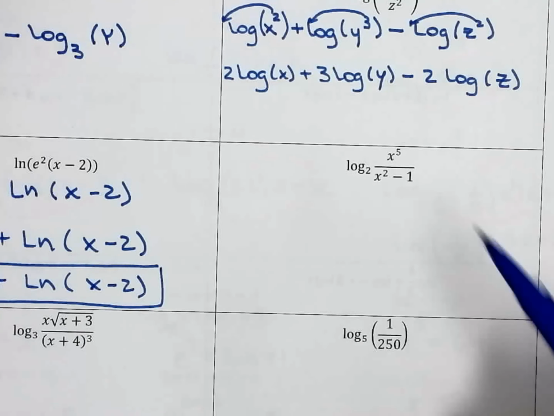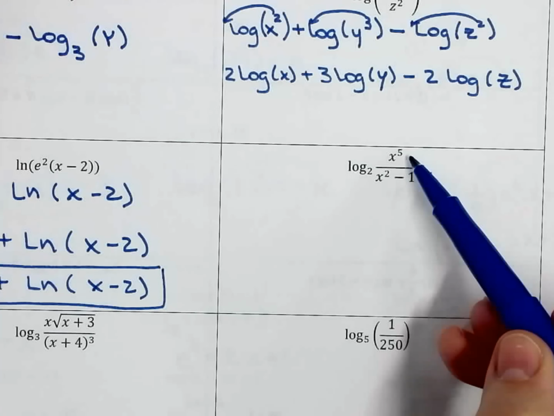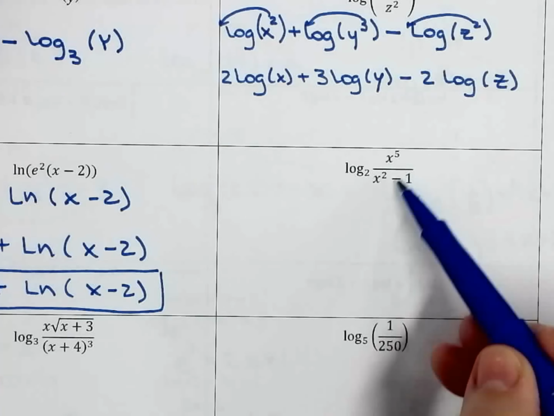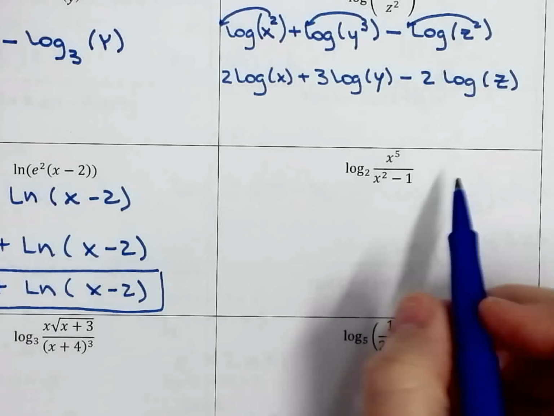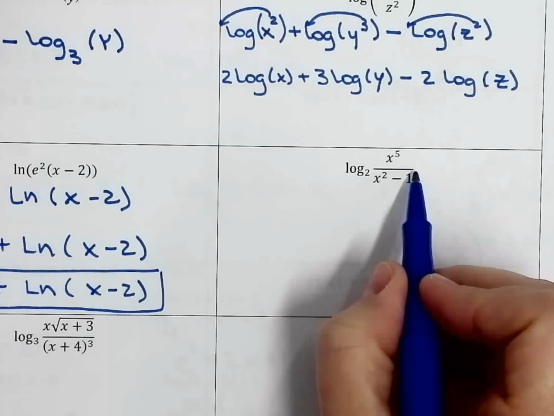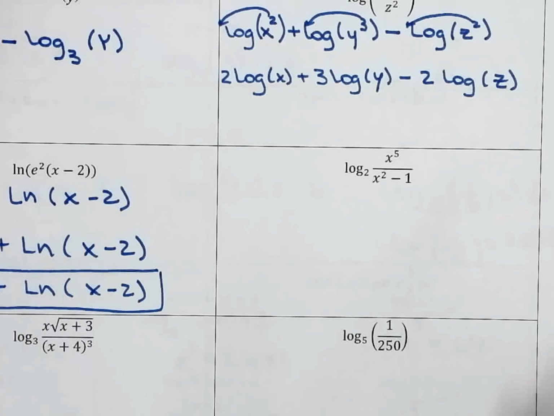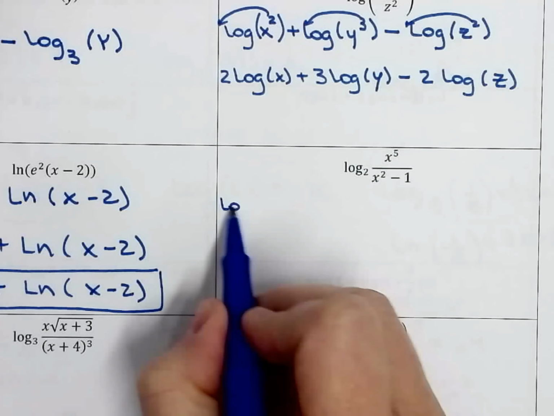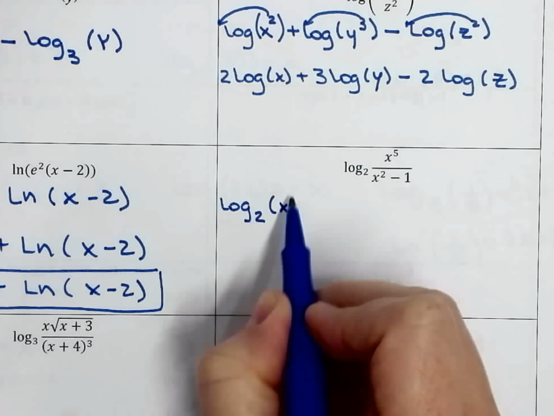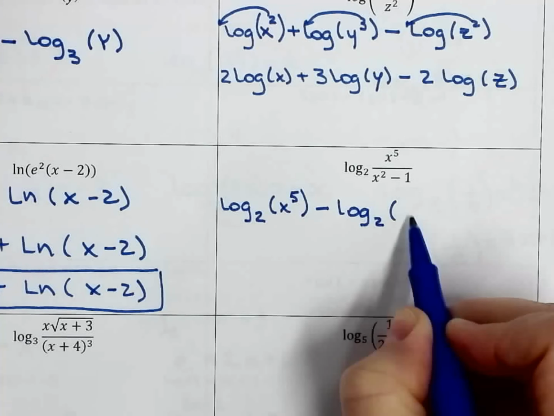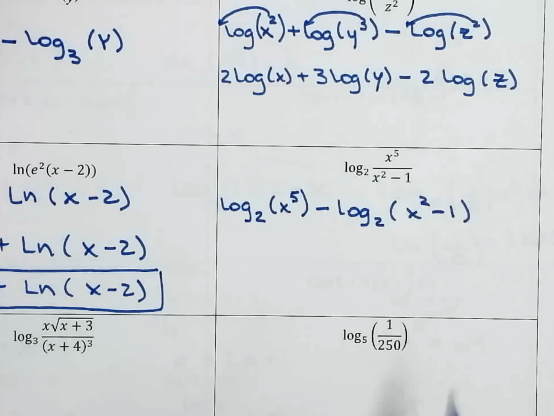Here we have x to the 5th power divided by x squared minus 1. So we're going to split that up, considering this is a division. So I need to put a subtraction right there. So log base 2 of x to the 5th power minus log base 2 of x squared minus 1.